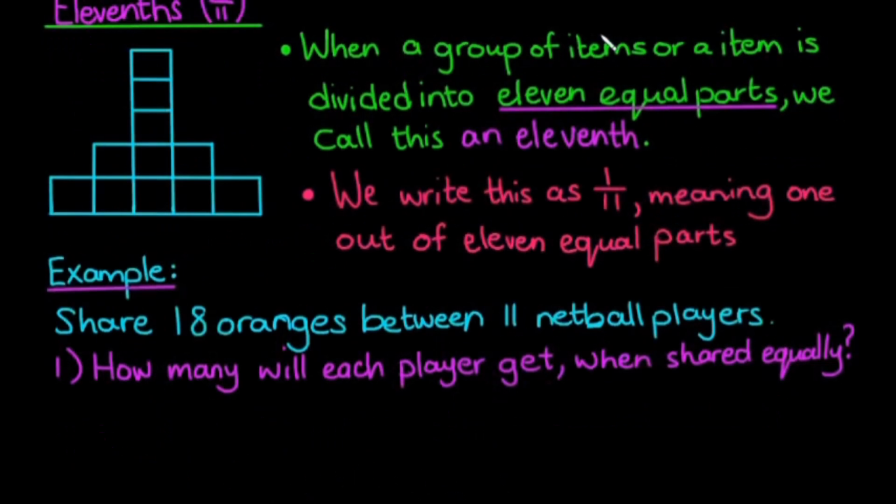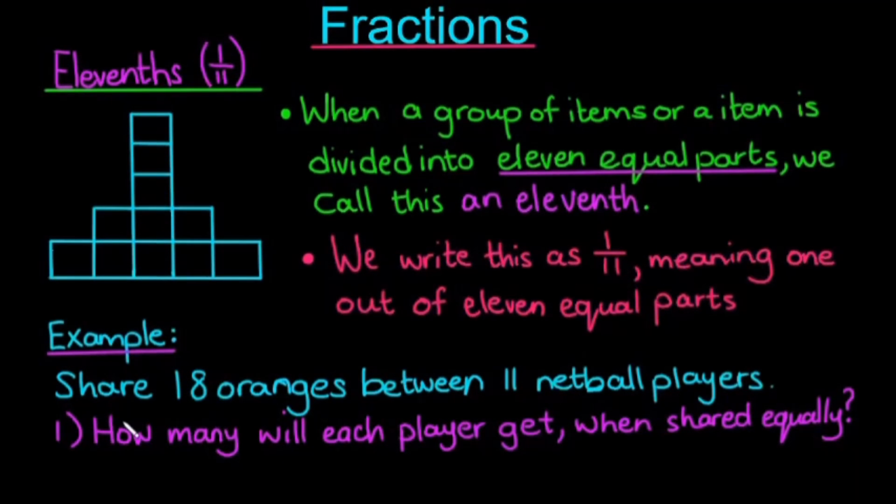The next part that we're going to be looking at is 11ths. So when a group of items or an item is divided into 11 equal parts, we call this an 11th, as you can see in the shape on the side. We write this as 1/11, meaning that 1 out of the 11 equal parts.